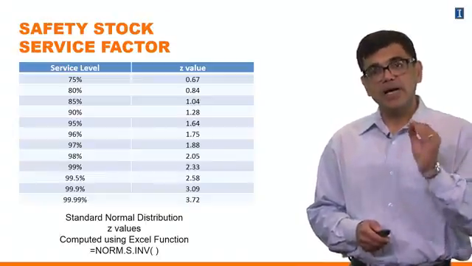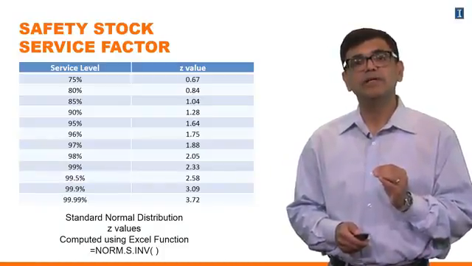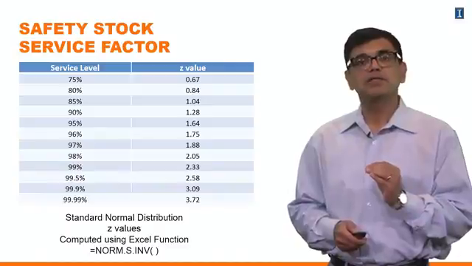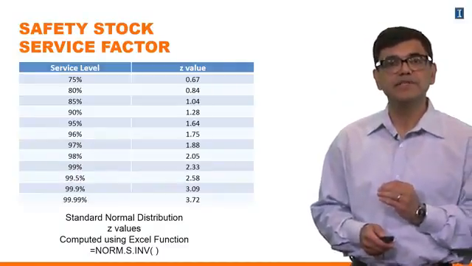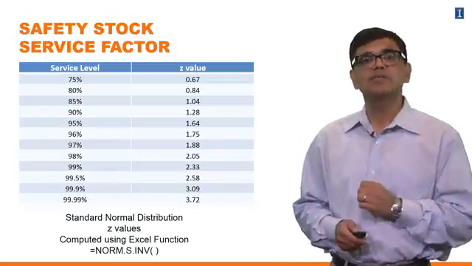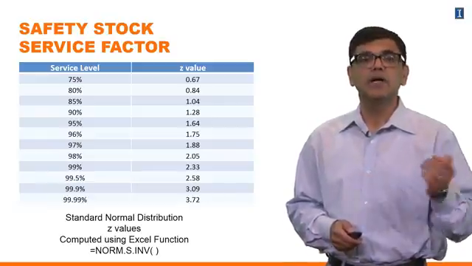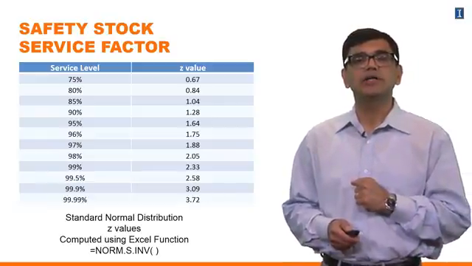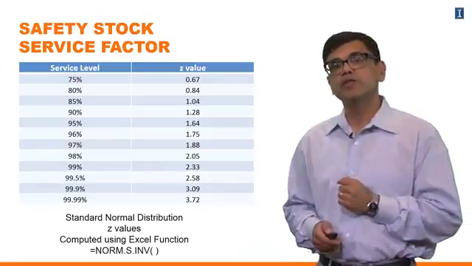Right. I promised you that you would see a table that's giving you all the different factors of service and all the different z-values for those factors of service. So here you have that table which says 75% service level translates into a 0.67 z-value, going all the way up to 99.99% translates into a z-value of 3.72.